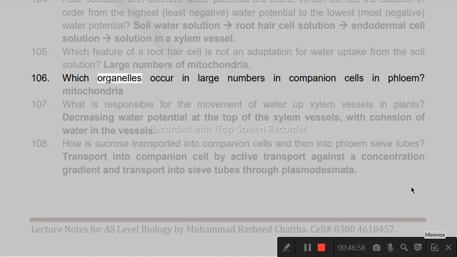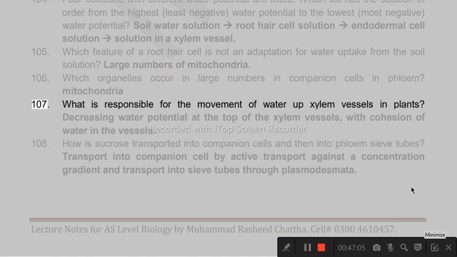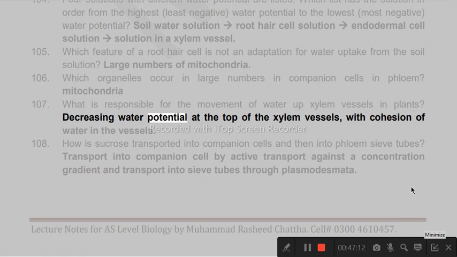106. Which organelles occur in large numbers in companion cells in phloem? Mitochondria. 107. What is responsible for the movement of water up xylem vessels in plants? Decreasing water potential at the top of the xylem vessels, with cohesion of water in the vessels.